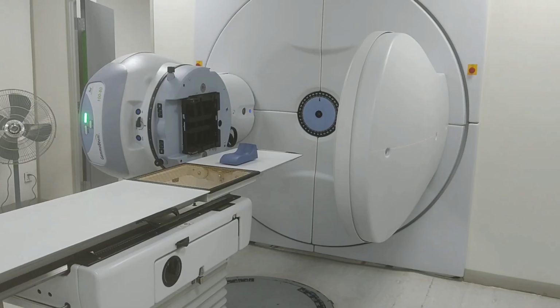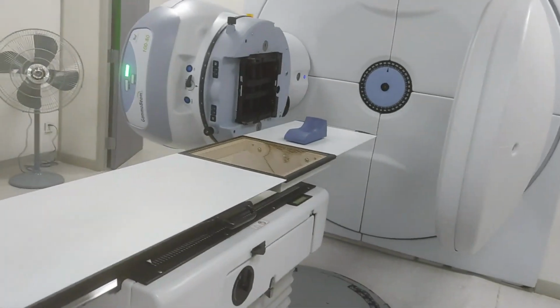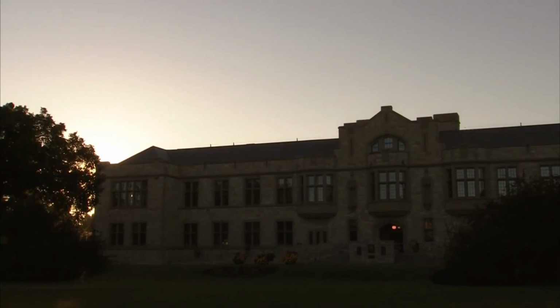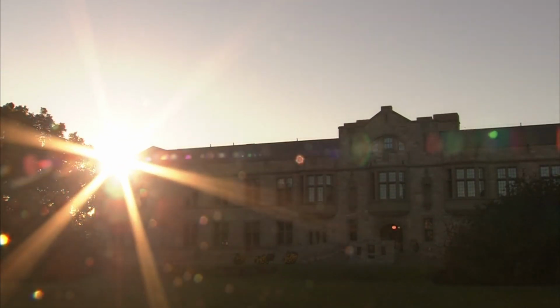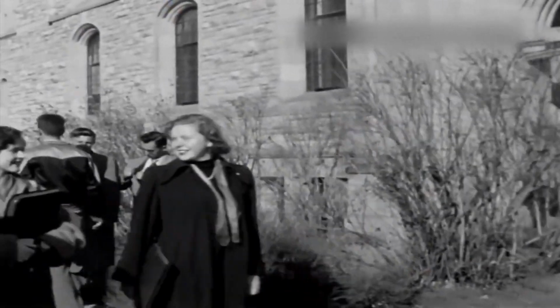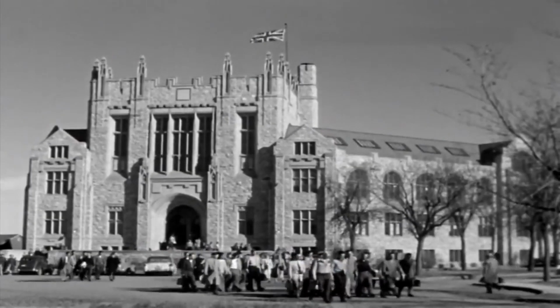In this video, we will look into Cobalt-60 radiation therapy instruments. Let's learn about where it all began. In 1949, Dr. Harold E. Johns of the University of Saskatchewan sent a request to the National Research Council, or NRC, of Canada, asking it to produce Cobalt-60 isotopes for use in a cobalt therapy unit prototype.